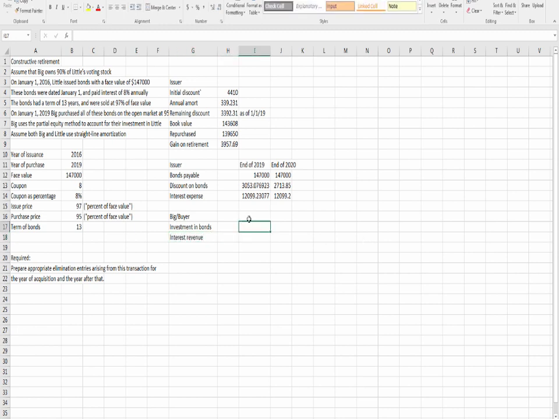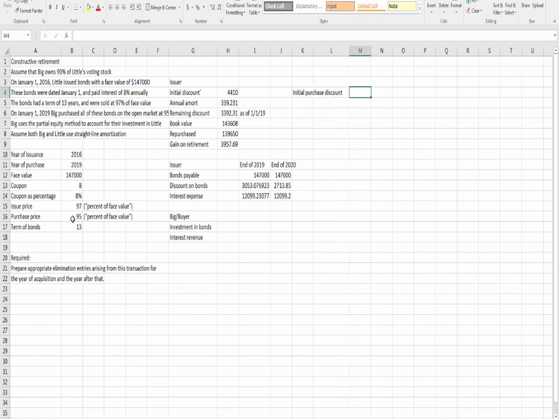Now the investment in bonds, they initially, well, let's go ahead and read a little information off to the side here. The initial purchase discount, again, Big bought these things at a 5% discount. They bought them at 95% of face value. So the initial purchase discount was 5% of $147,000. That's being amortized. Again, these bonds had a 13-year term. They were constructively retired after 3 years. 2016, 2017, and 2018 have elapsed. And so the annual amortization is going to be that $7,350 divided by the 10 remaining years.